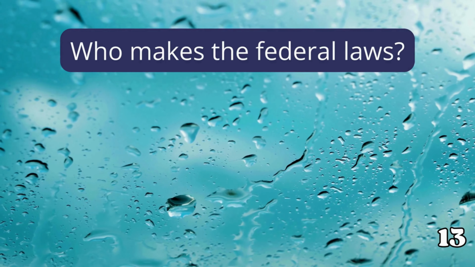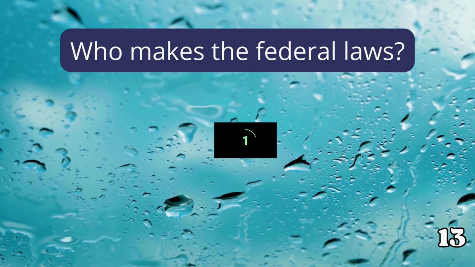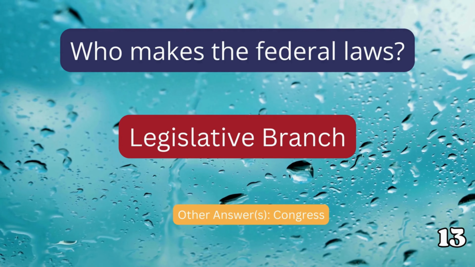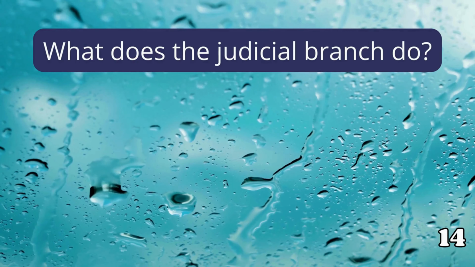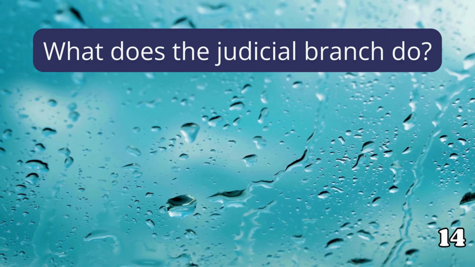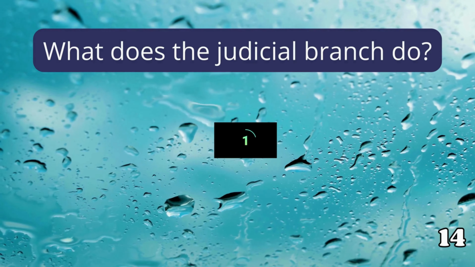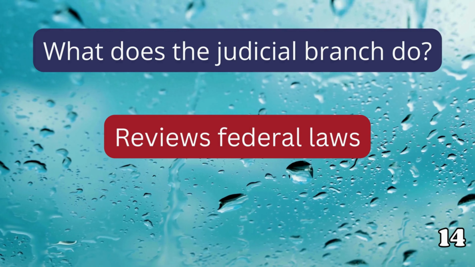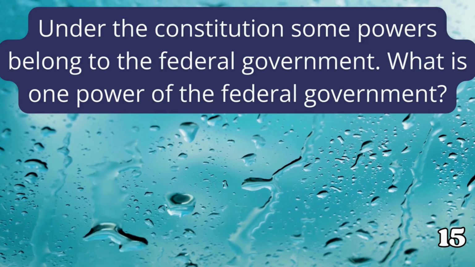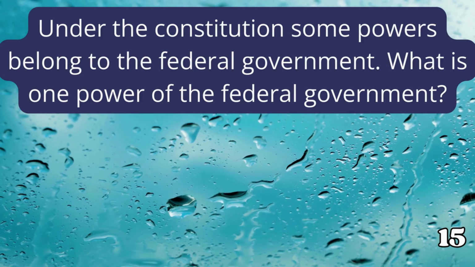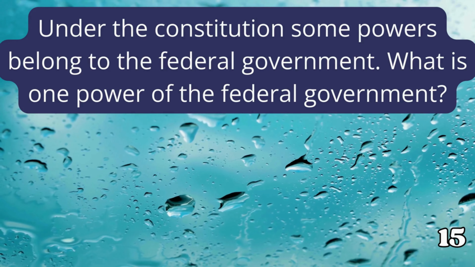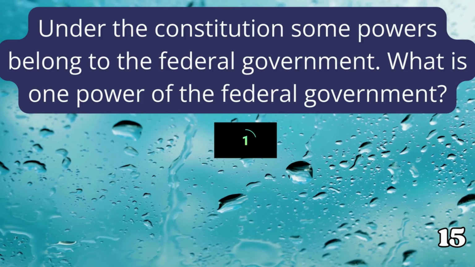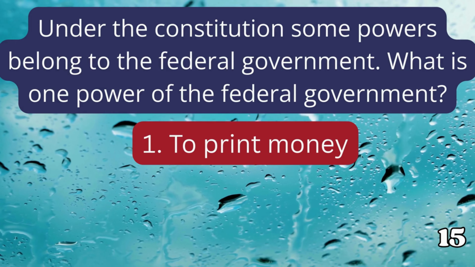Who makes the federal laws? Legislative branch. What does the judicial branch do? Reviews federal laws. Under the Constitution, some powers belong to the federal government. What is one power of the federal government? To print money.